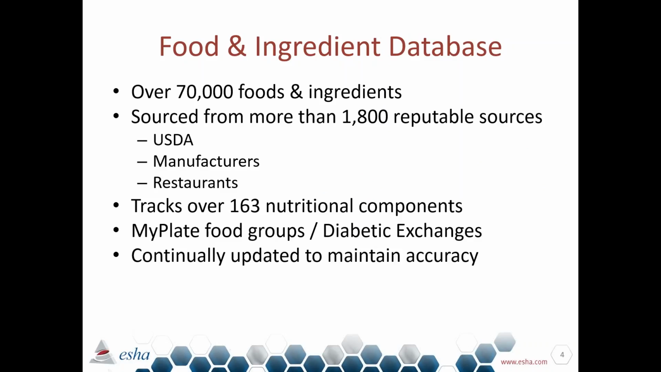The food and ingredient database that is included with the Food Processor software includes over 70,000 foods. These foods include government databases as well as many manufacturers' foods, restaurant foods, and brand name foods. The software application itself tracks over 163 nutrient components, and that includes MyPlate food groups as well as diabetic exchanges. Our database is continually being updated by our database team of industry professionals and is maintained for accuracy.